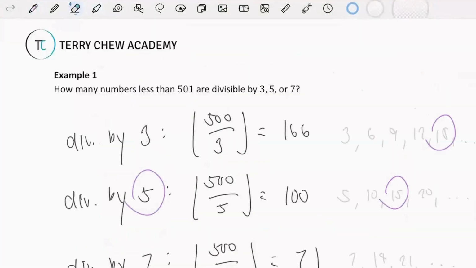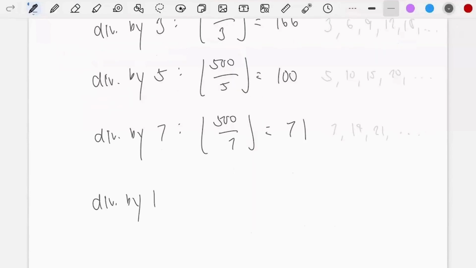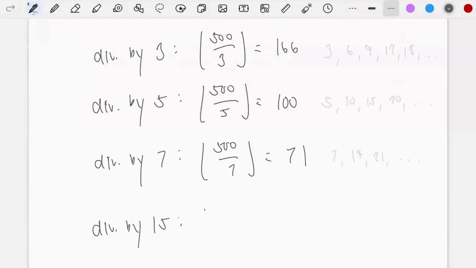So what do we have to do? Well, we'll just subtract those that are divisible by 15, the LCM of 3 and 5. So it's quite easy. Just use the formula again. The floor of 500 divided by 15 is 33. So 33 numbers that are divisible by 15.